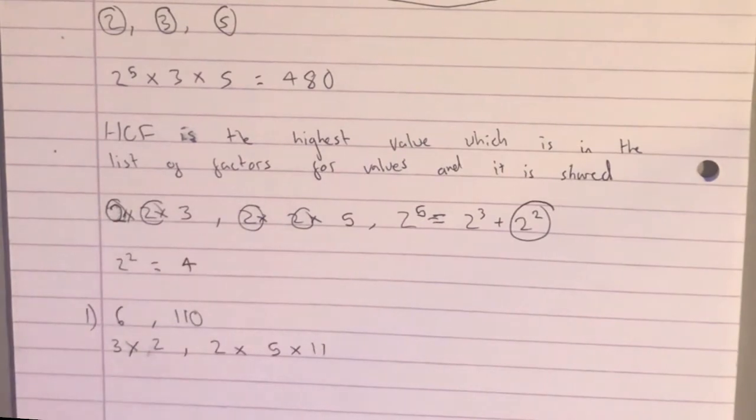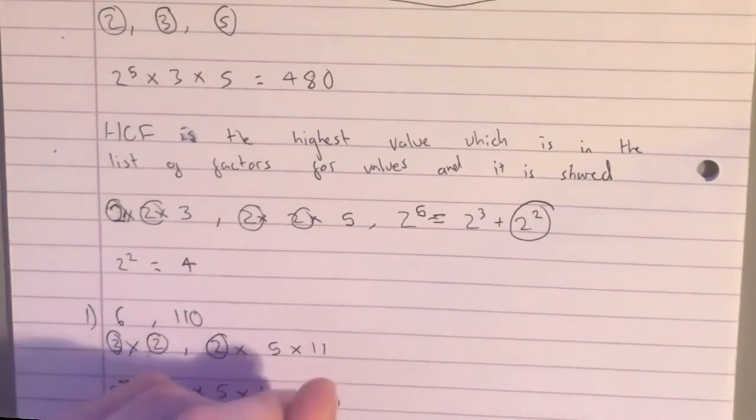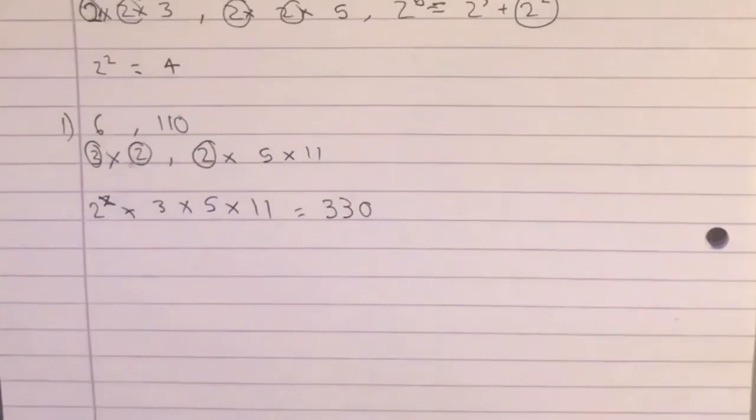So 2 appears in both once, 3 appears in 6 once, and 5 and 11 both appear in 110 once each. So knowing this, I do 2 times 3 times 5 times 11 to give 330 as the lowest common multiple. Now for question 2.